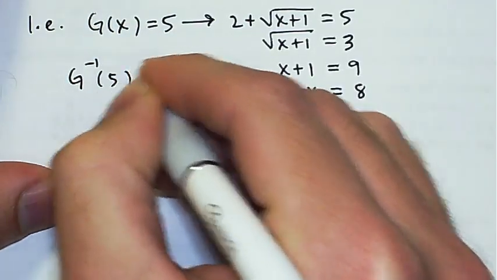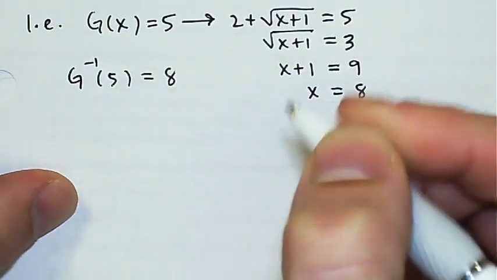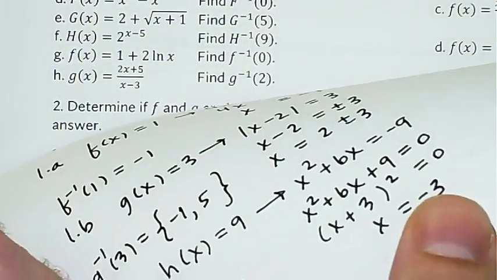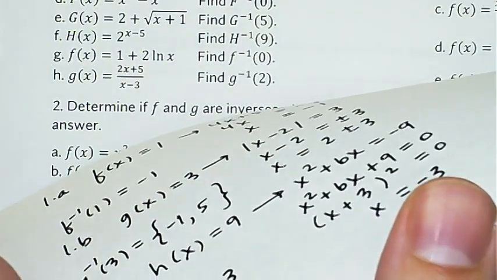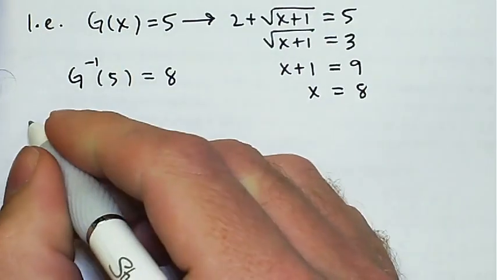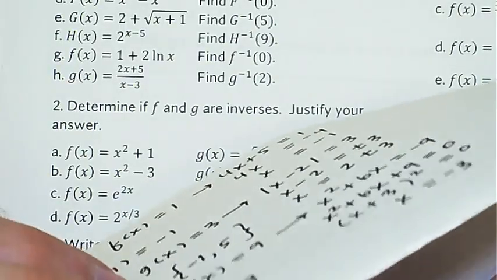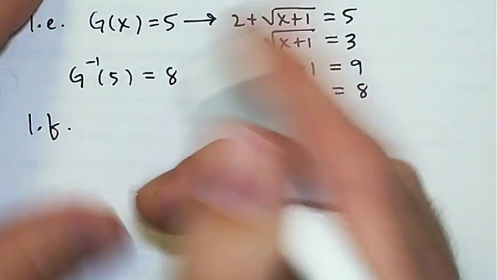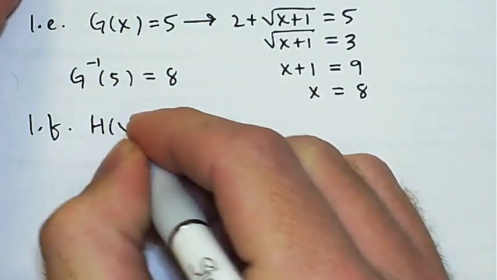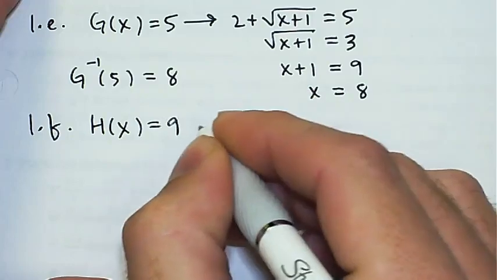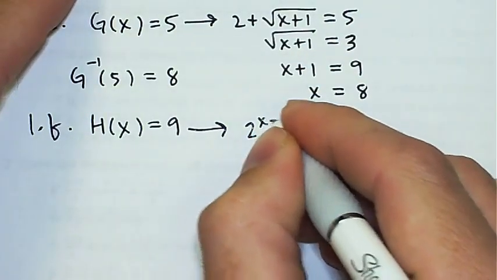For f, h of x is 2 to the x minus 5. No, I forgot what I was supposed to be looking at. Okay, h of x is 2 to the x minus 5. Find h inverse of 9. Okay. So I'm solving h of x equals 9, and h of x is 2 to the x minus 5.